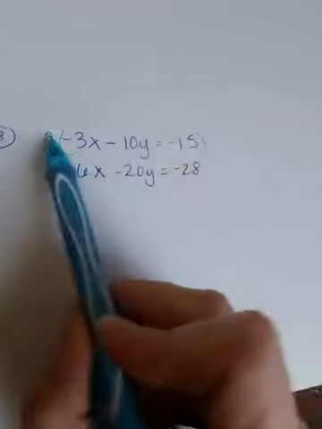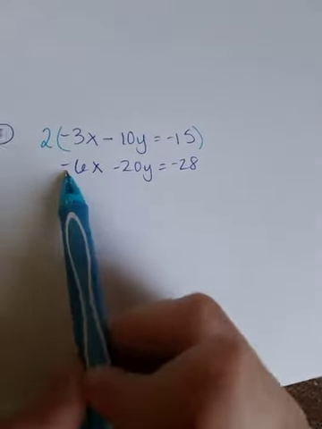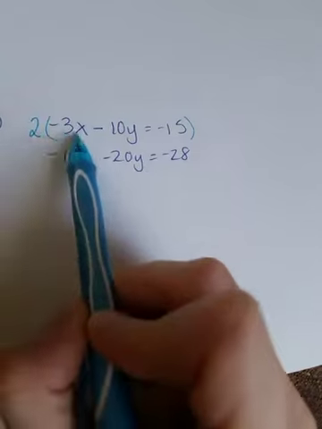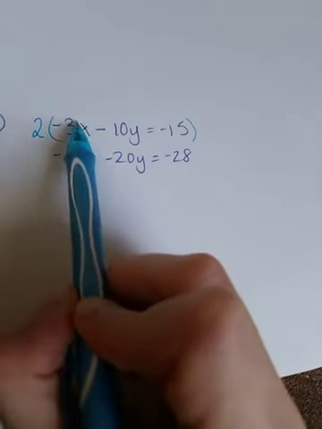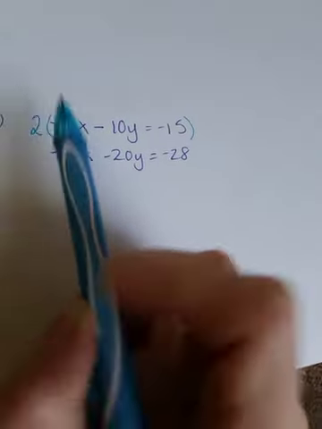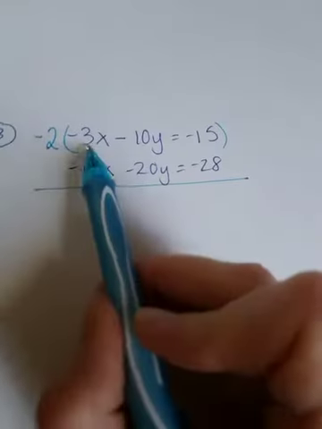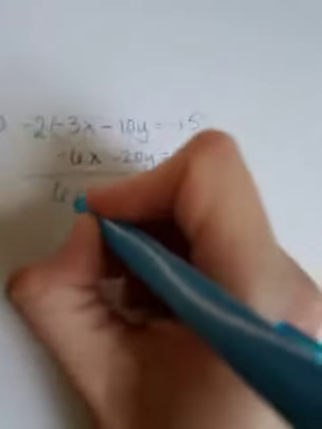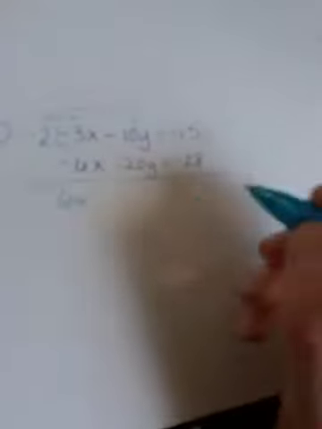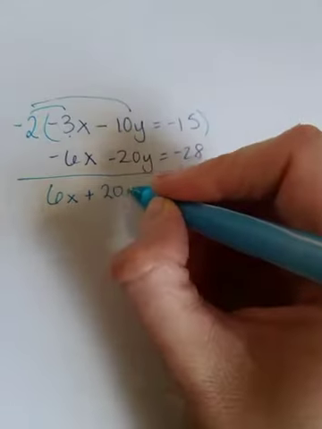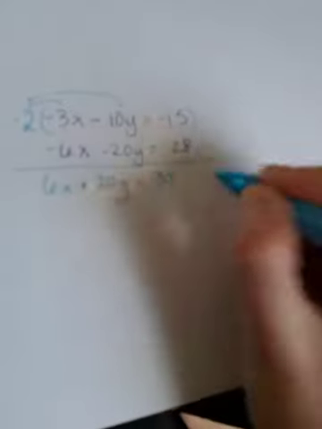So since this is the equation I'm changing, and this is a -6, I want this to be the opposite. So I want this number here to turn into a 6. That means I have to multiply the first equation by -2. So I'm going to rewrite my work. -2 times -3 is a positive 6x. So then I do -2 times a -10y. That's a positive 20y. And -2 times -15 is a positive 30.